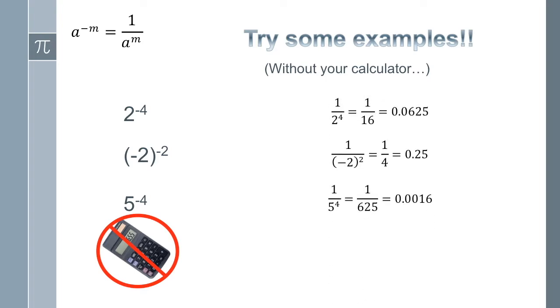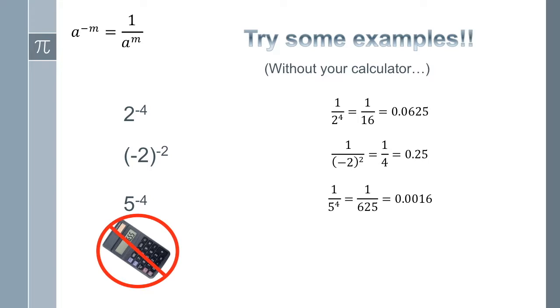So if we check our answers, I have here 1 over 2 to the power of positive 4, because all I did here is say, no, do not want a negative exponent. Let me put it over 1 and change my exponent into a positive. Super simple. Becomes 1 over 16, which if we then use our calculator, it just becomes 0.0625.